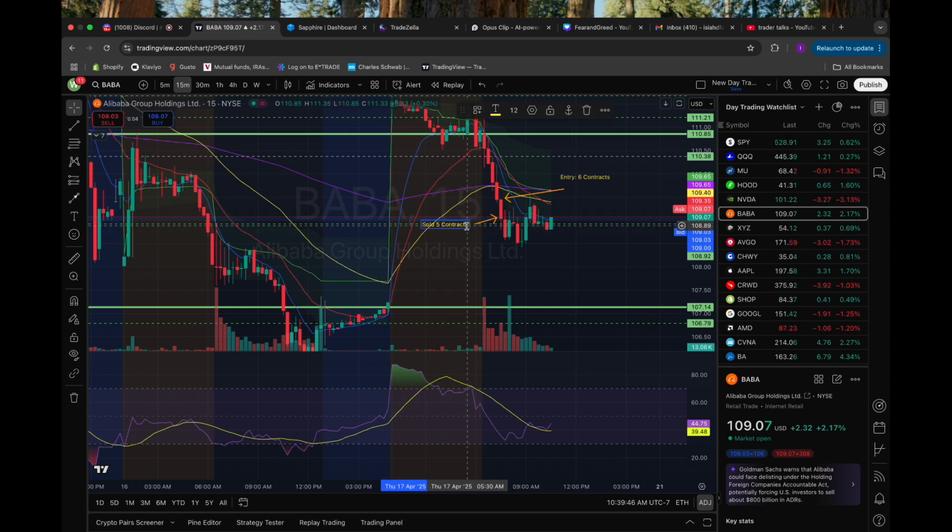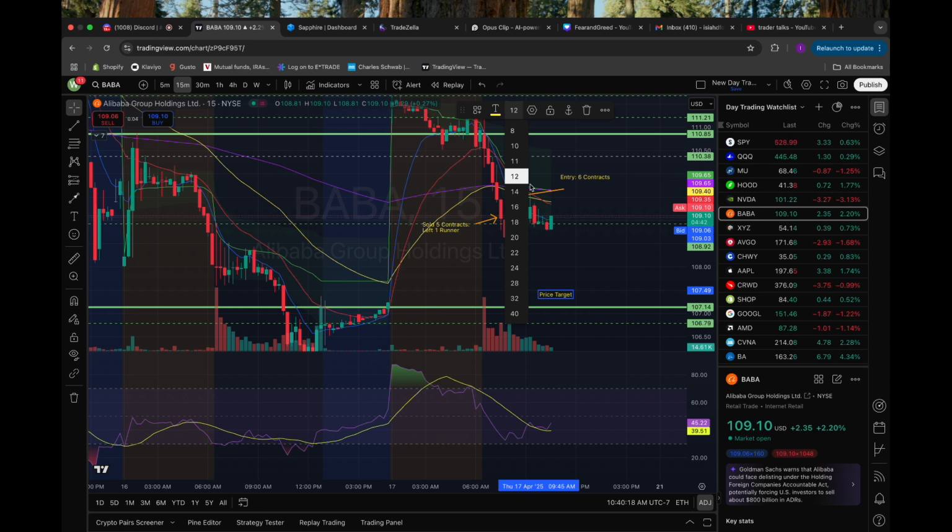And then we call them runners. I left 1 runner, okay? The reason why I left 1 runner, which is 1 contract still open, is because we could have come all the way down here on this trade. So I said, because this was my target, and this is what I mean when I say you've got to know what your target is, okay? Price target is down here.